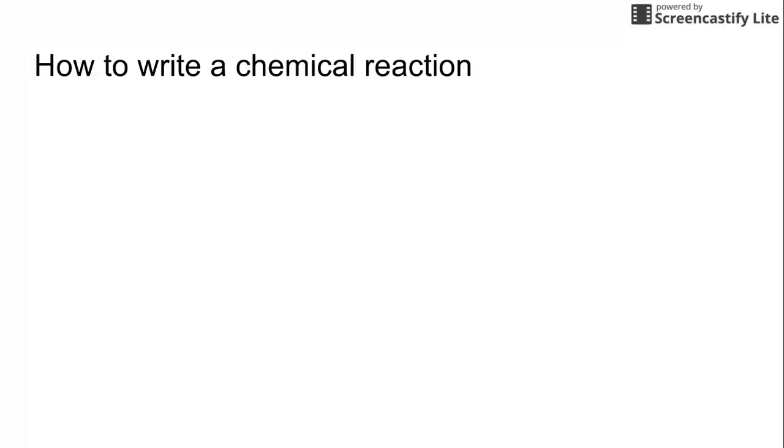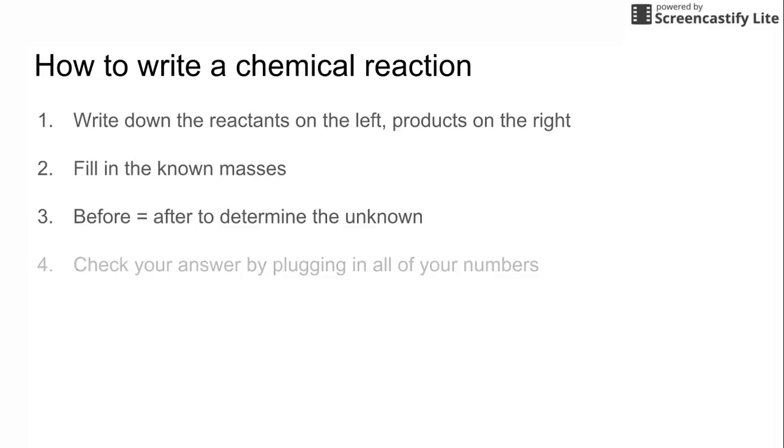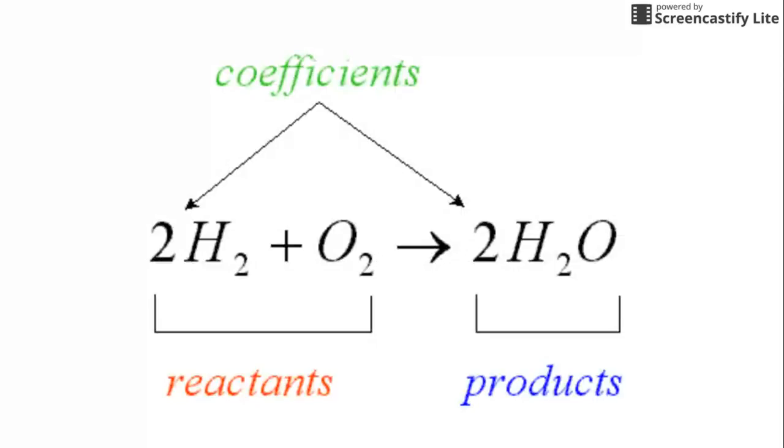So there's a couple steps when we talk about how to actually write this chemical reaction. The first one is to write down the reactants on the left and the products on the right. The next is to fill in the known masses, which we can get from our periodic table. And then you need to make sure that your before equals your after in order to determine any unknown masses. And then you check your answer by plugging in all of your numbers.